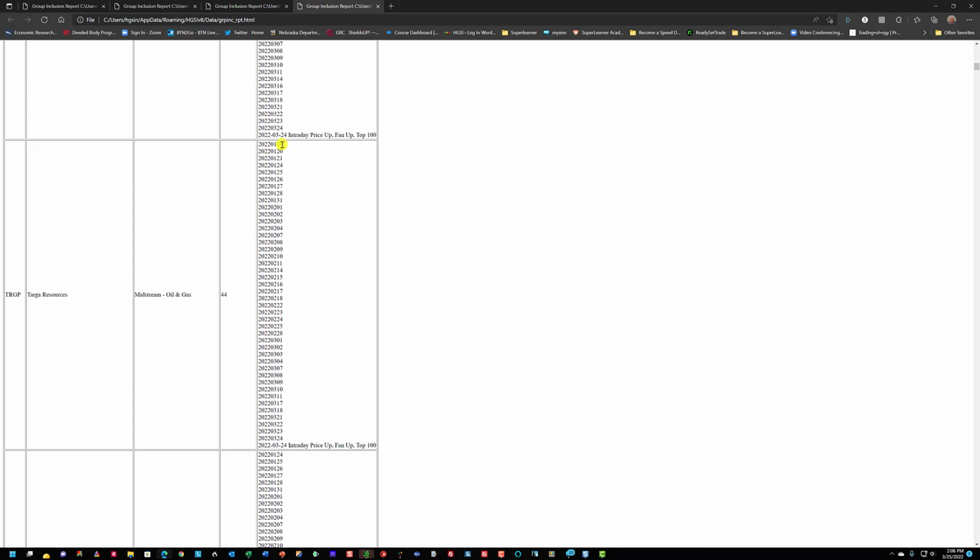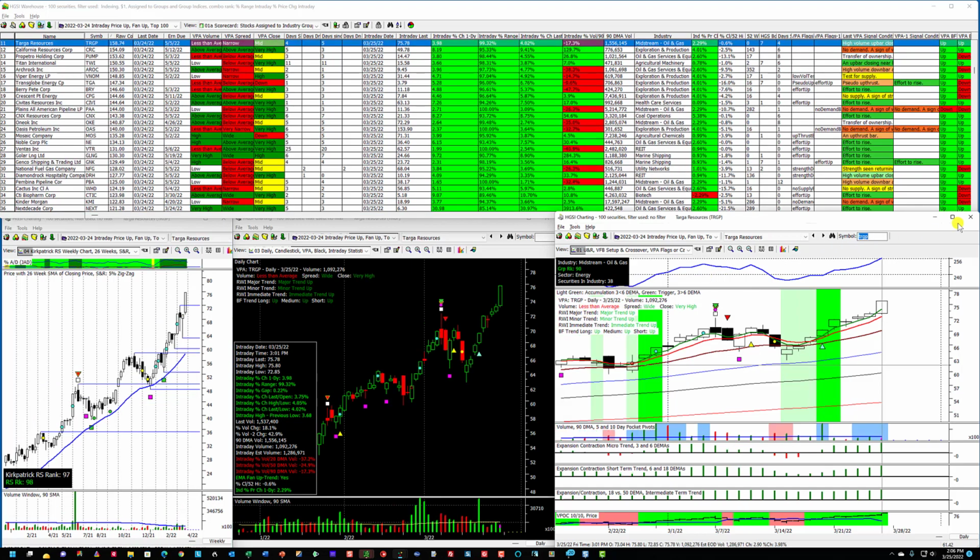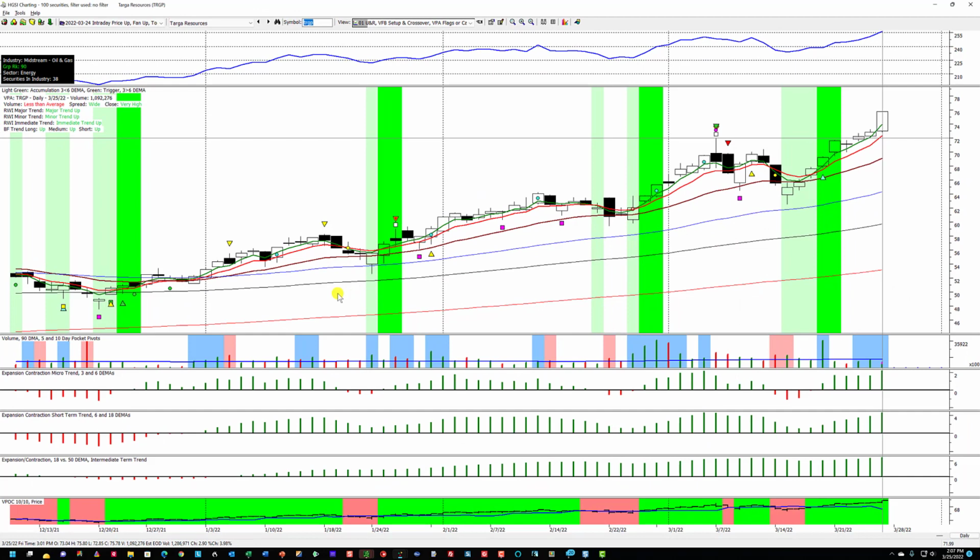Here's TRGP, which started appearing on January 19th, close to the beginning of my data. Let's take a look at it. Now this has a nice flow to it, and 119 is right here, same area as the other one. You can see the pullback and then the accumulation right here, and then the crossover, and it moved up nicely.